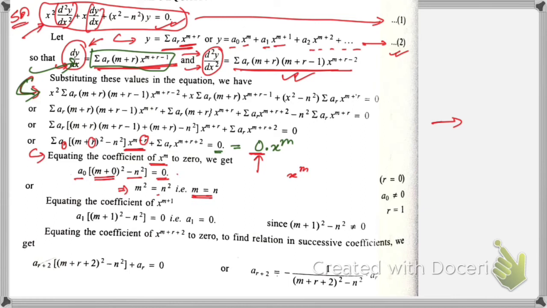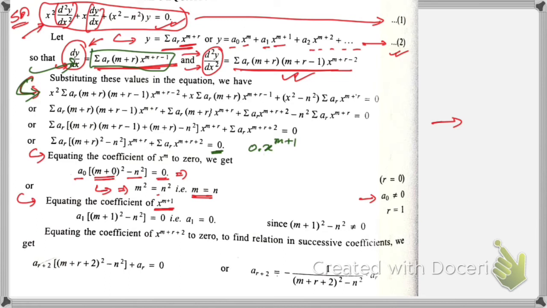So here a naught, this equation will give you this result, right? If you simplify this, you will get this. So now you see, remember a naught is not equal to 0. Okay, and now equating the coefficient of x to the power m plus 1, right? So in order to get m plus 1, how to equate the coefficients of m plus 1? So now as we have on the right hand side 0, you can consider this one also 0 into x to the power m plus 1, right?